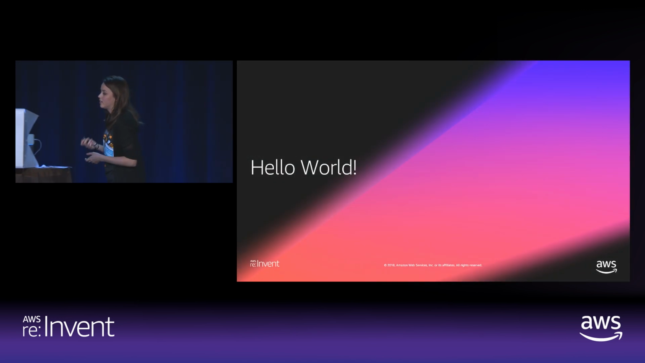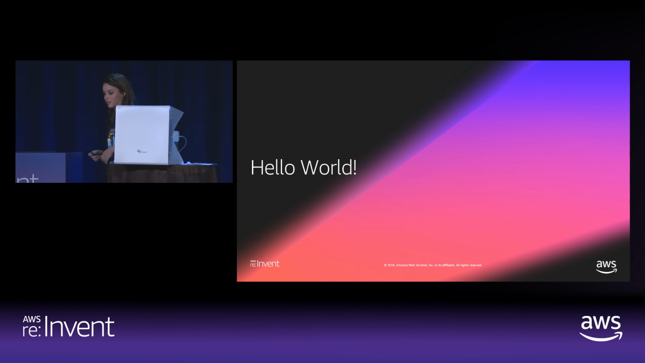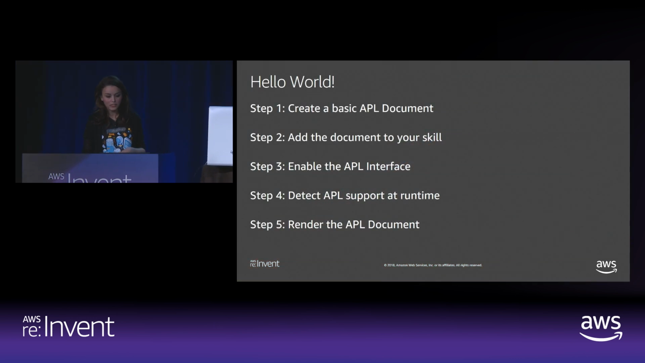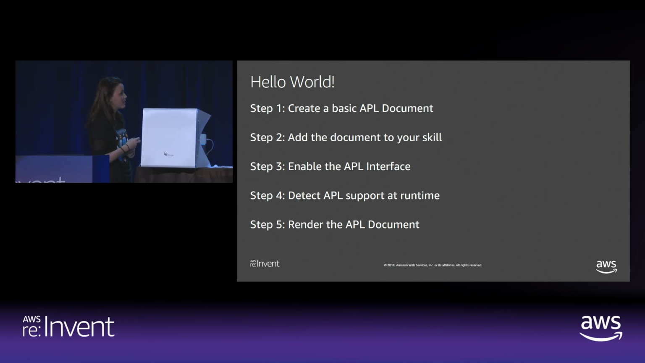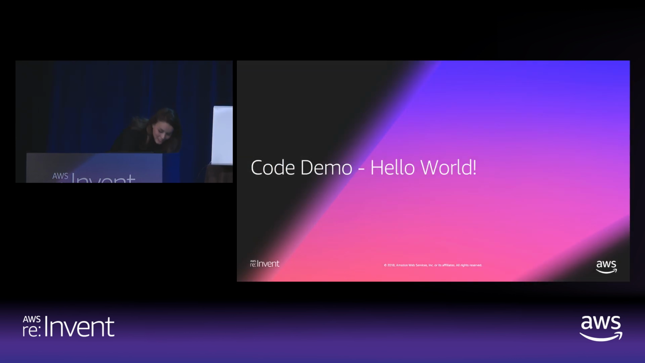So with all that in mind, let's do a Hello World sample so you guys can get a taste of what APL looks like. In this Hello World sample, we're going to do a couple things. The first thing is we're going to create a basic APL document. Then we're going to add that document to our skill. We're going to enable the APL interface. We're going to detect APL support at runtime. And then finally, we're going to render the APL document. So if that all sounds good, let's get to coding.